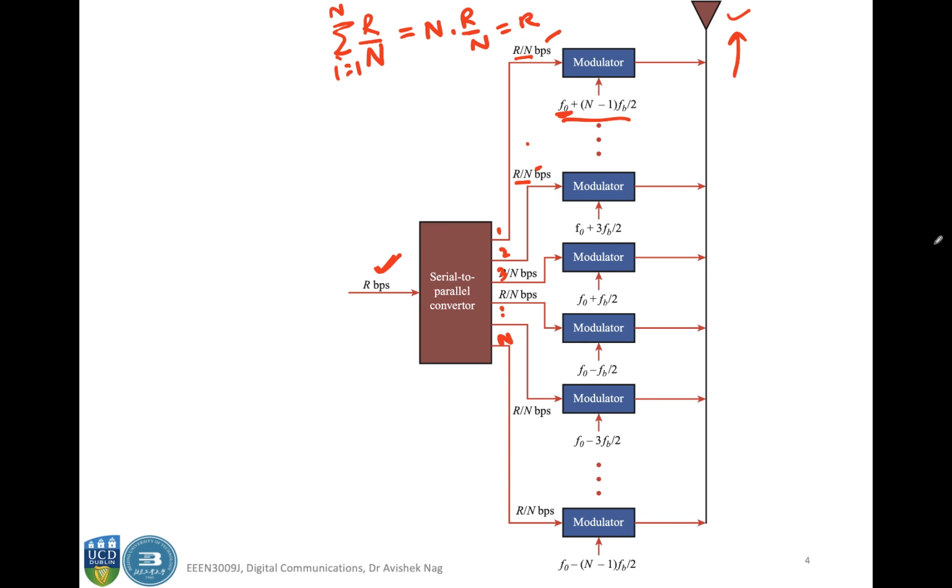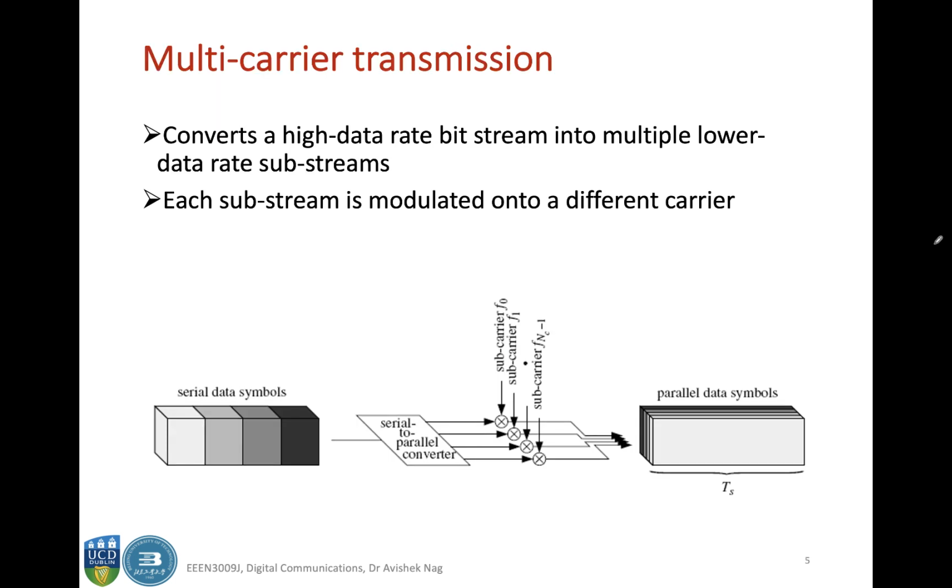As I said, it converts a high data rate bit stream into multiple lower data rate substreams, as you just saw, and each substream is modulated onto a different carrier, which you saw in the last slide as well. So there is nothing new here.